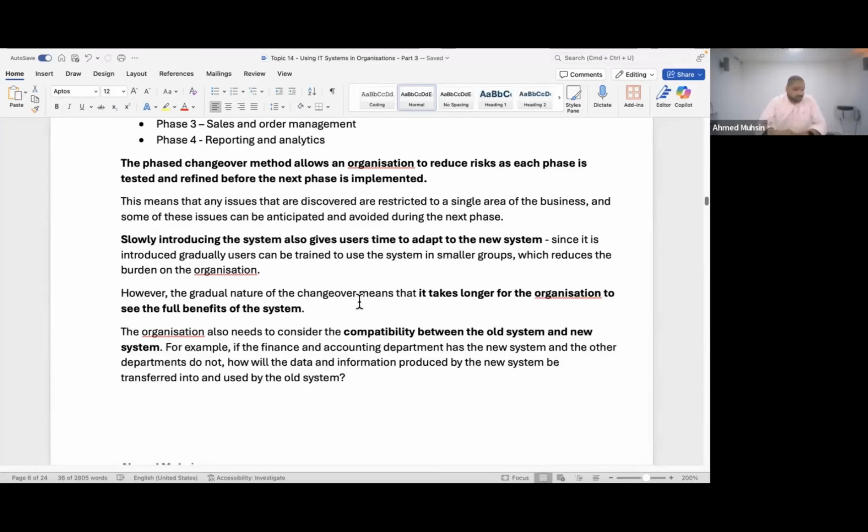Are we all okay with this? Can you guys read it? When it comes to phase changeover, compatibility issues can arise. Read the example I have given you all. So if finance and accounting department has a new system and the other departments do not, how will the data and information produced by the new system be transferred into and used by the old system? Okay.